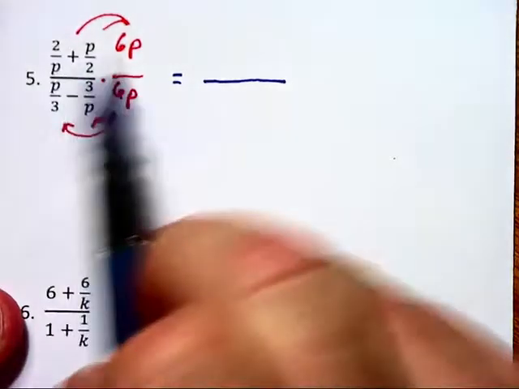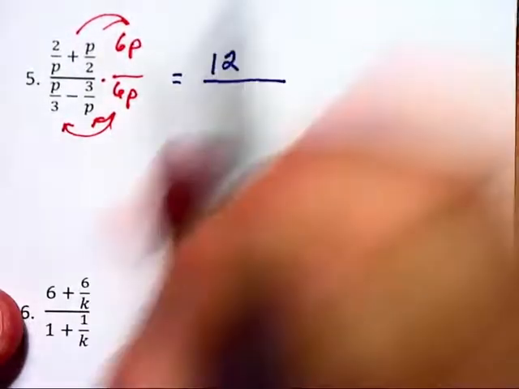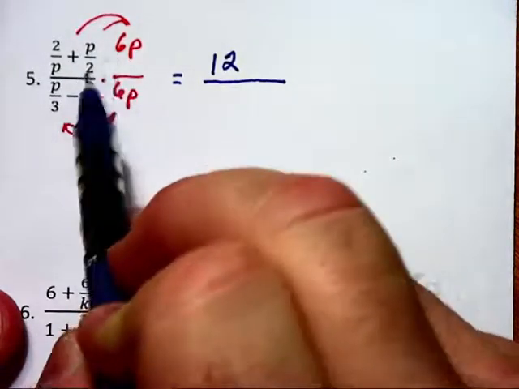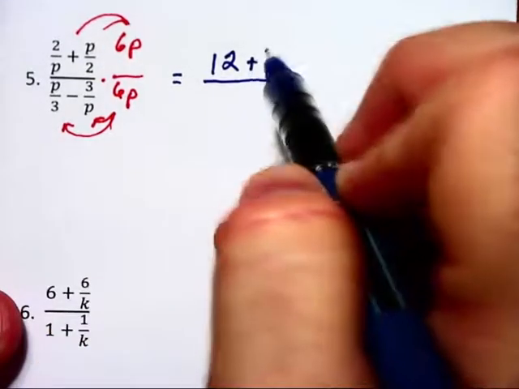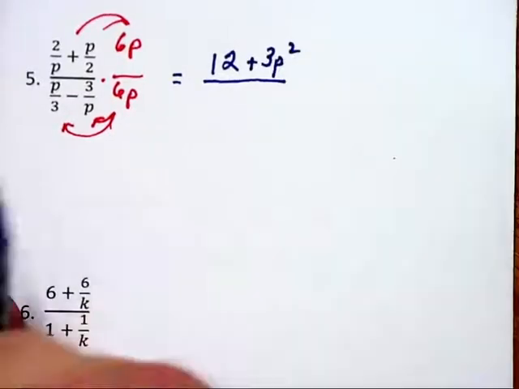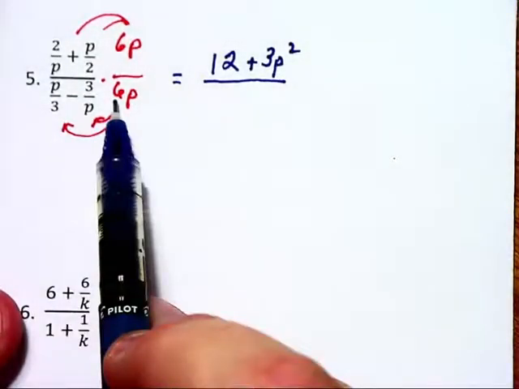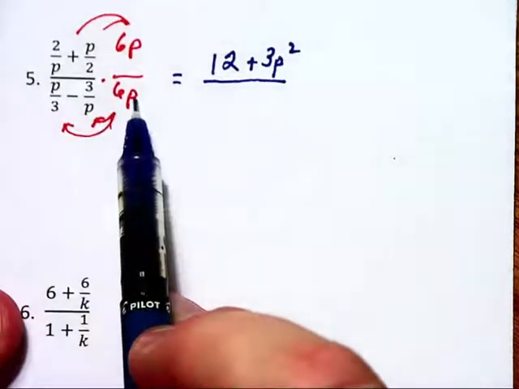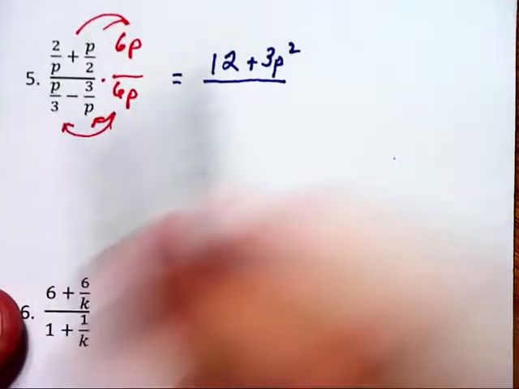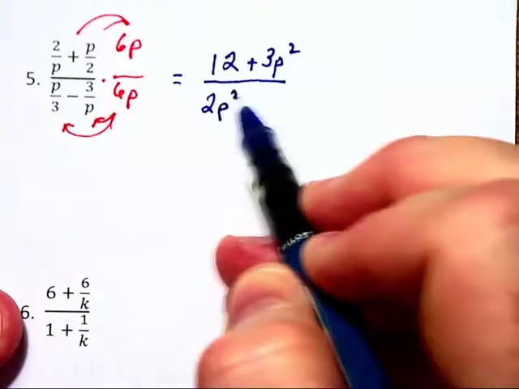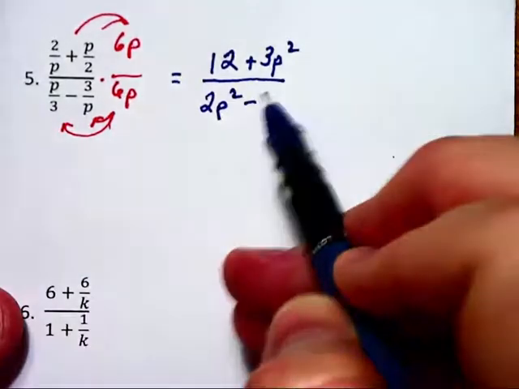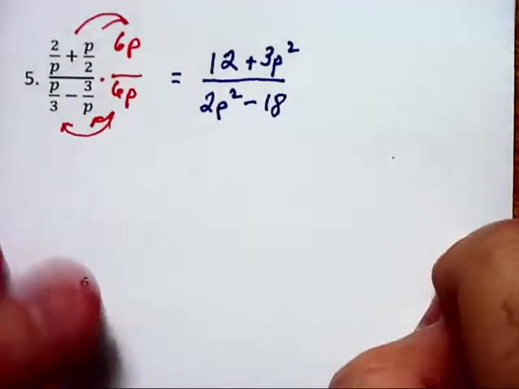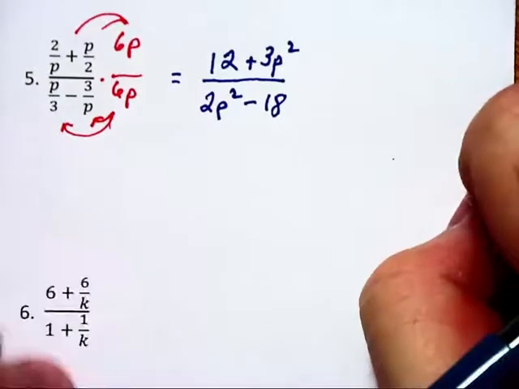In the top left corner, the p's cancel, leaving 6 times 2, which is 12. In the top right corner, the 2 will cancel with a 6, leaving 3 times p times another p, so I have plus 3p squared. In the bottom left corner, 3 will cancel with a 6, leaving 2 times p multiplied by the other p makes 2p squared. And in the bottom right corner, the p's will cancel, leaving 6 times 3, which is minus 18.